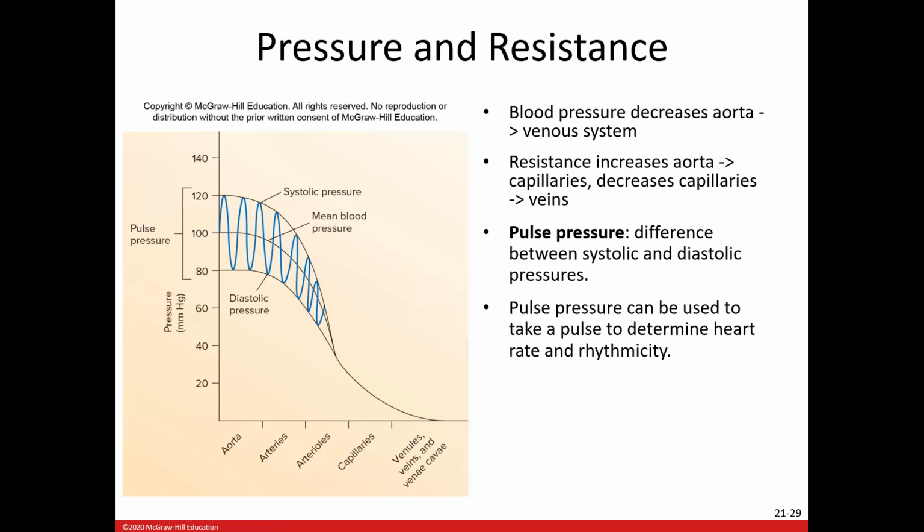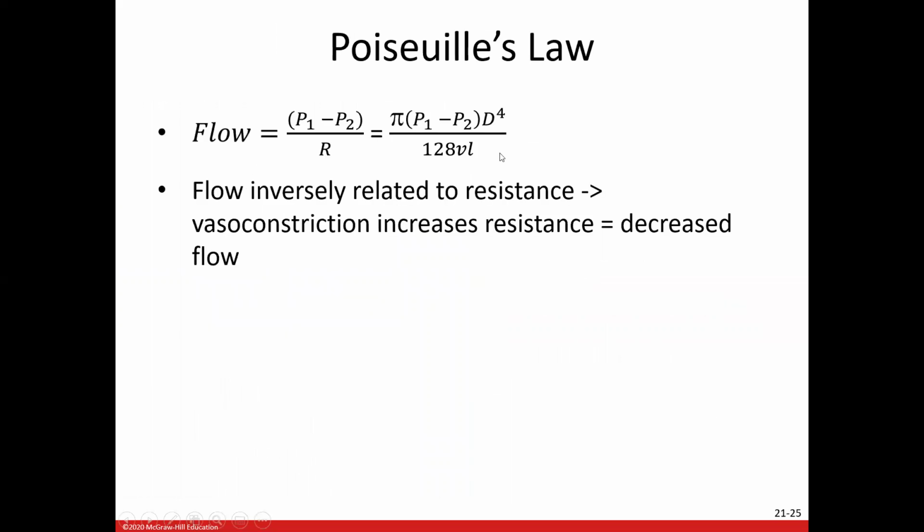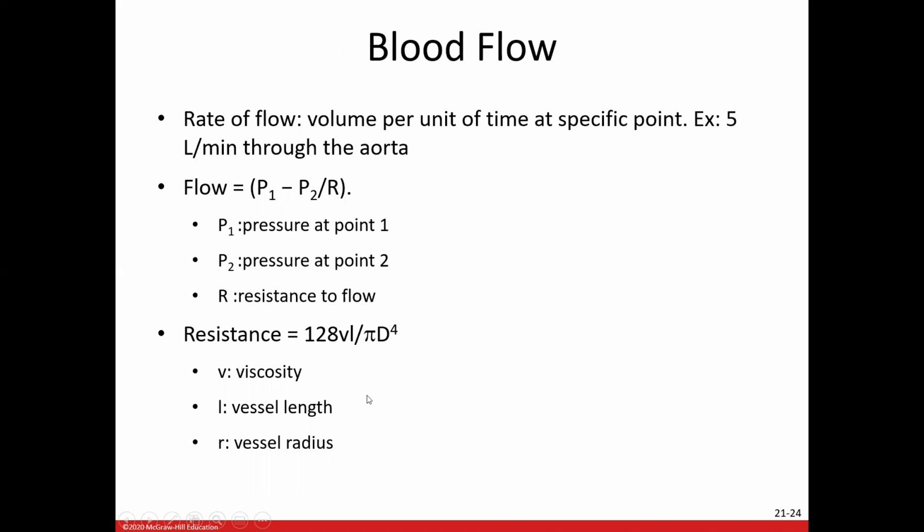So for resistance, it's not shown in the graph, but as you move from the aorta to the capillaries, you actually have increased resistance. And this is because moving from aorta to capillaries, you have a decrease in diameter for those blood vessels. As we saw from the formula a few slides back, as you have a decrease in diameter, that's going to factor into resistance from this formula, and the resistance is going to increase.